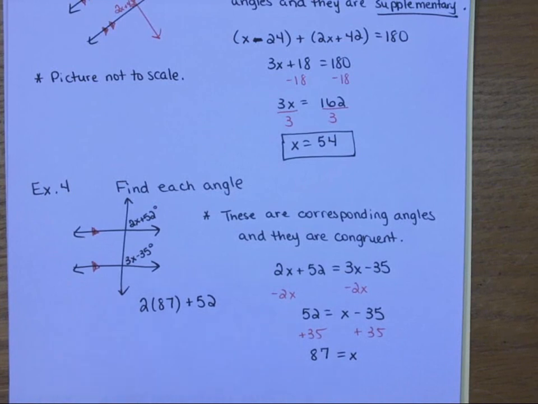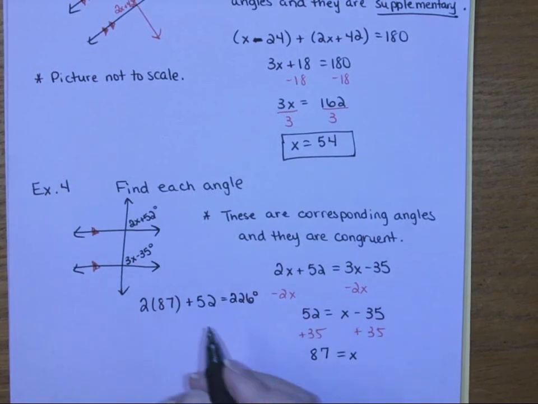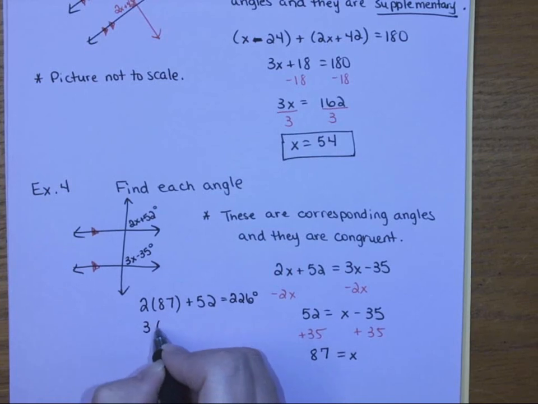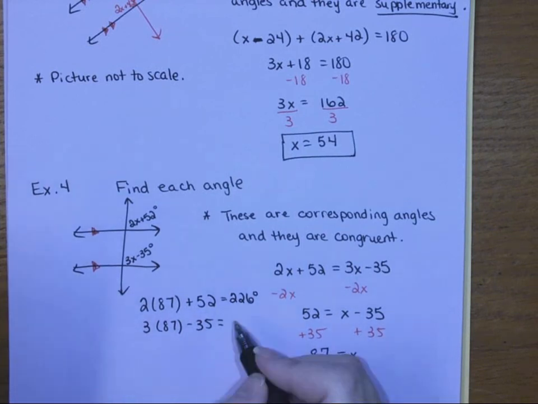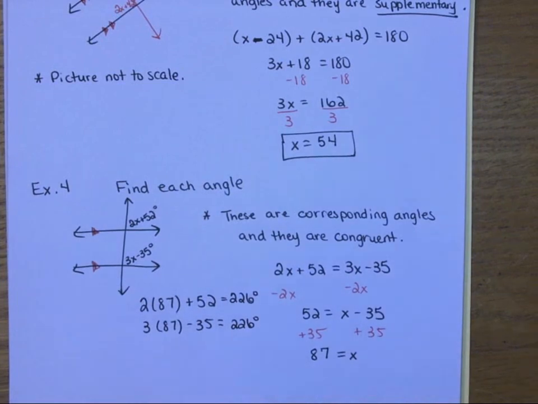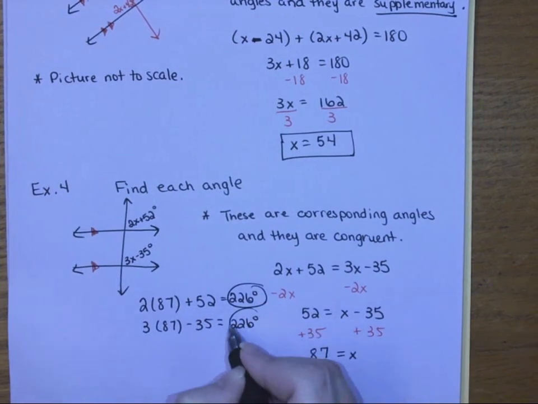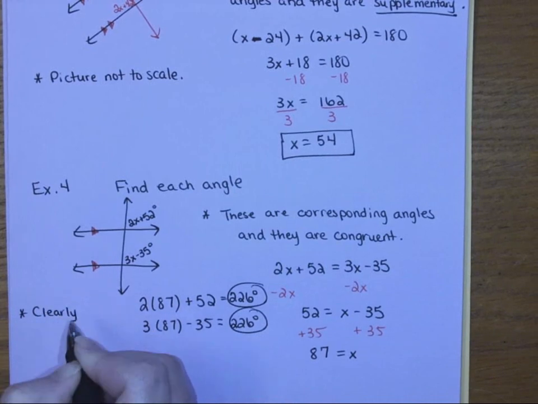So when you design problems, they're not always going to work out where the picture necessarily matches what you have. But notice this is 226 degrees. Okay, and the other one would be the same, but let's go ahead and check it. We know it should be the same, right? Because they are supposed to be the same as each other. Okay, so that would be the answer, but I'm going to say this. Clearly the picture is not to scale.